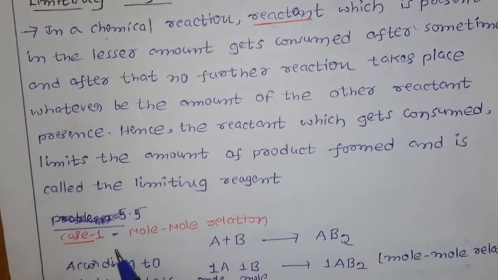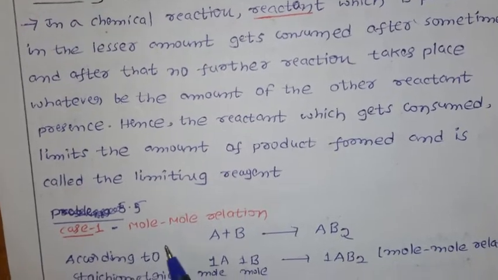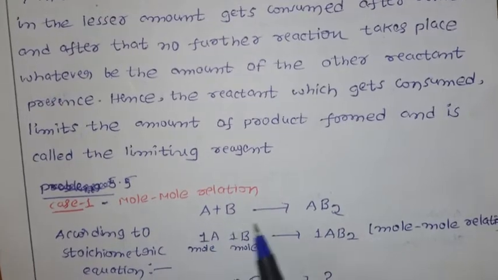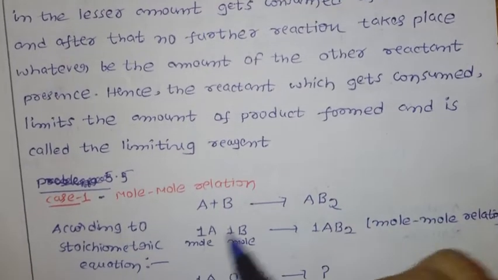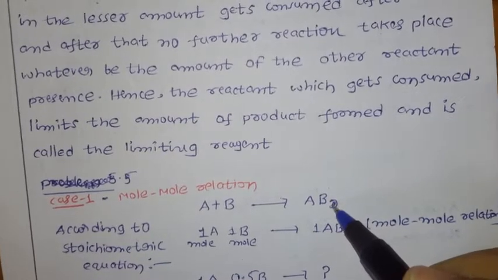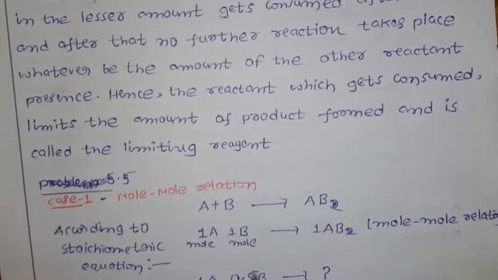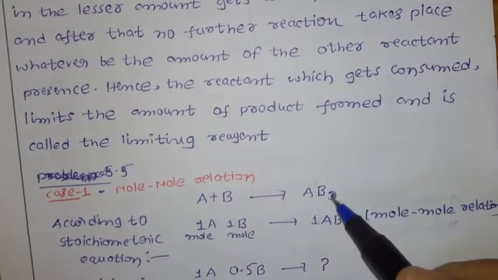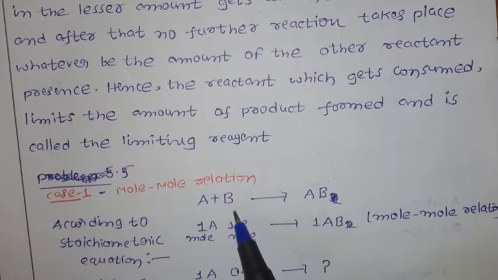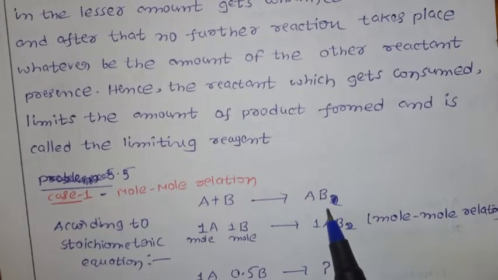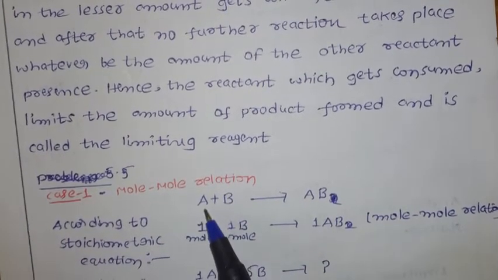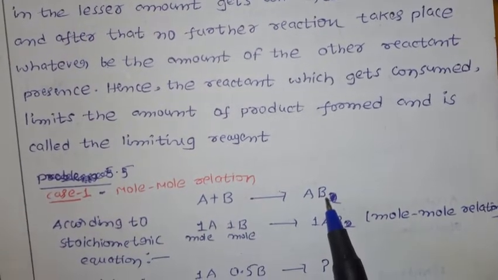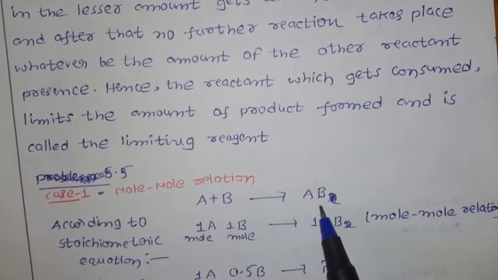Here I am taking the first example, the mole relation. For example, we have an equation A plus B gives rise to AB2. Just think of this as AB. According to the stoichiometric equation, this is a balanced chemical equation. Balanced chemical equation means the number of atoms on the reactant side and the product side should be the same. Here we have 1 mole of A, and here also 1 mole of A. Here we have 1 atom of B, and here also 1 atom of B. So this is a balanced chemical equation.